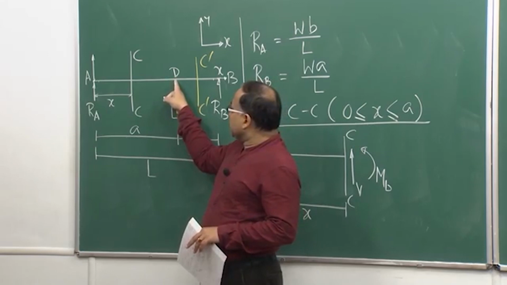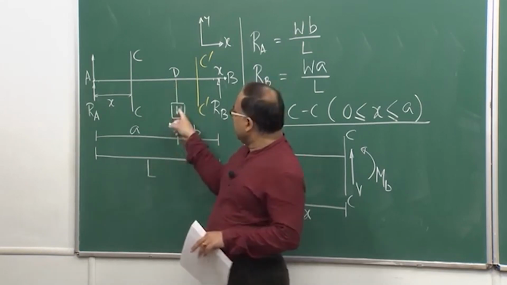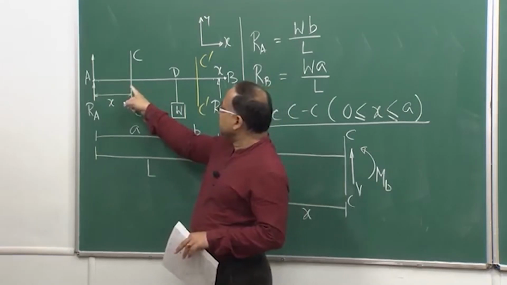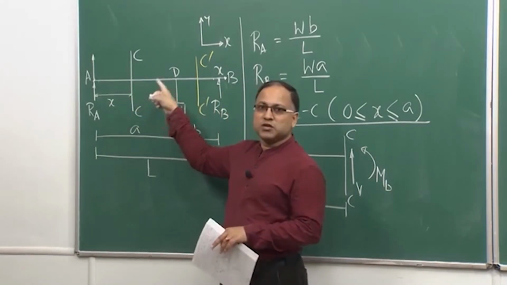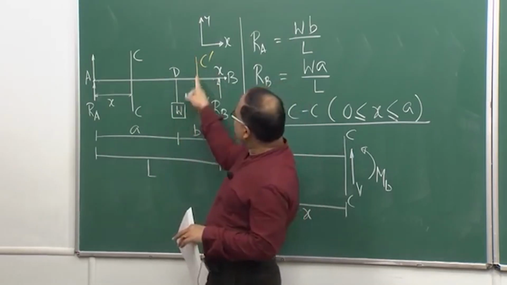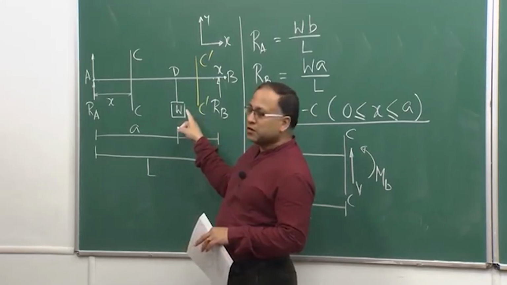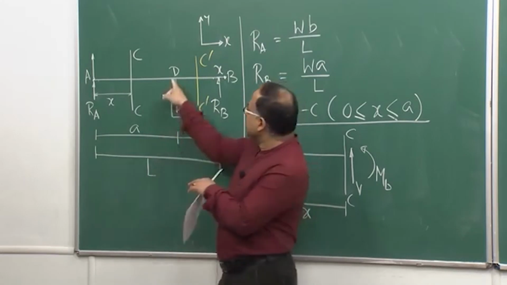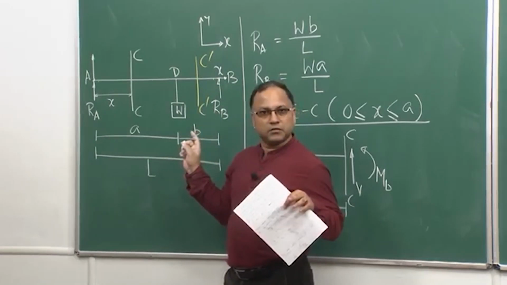But as soon as you reach the point D, immediately you have the externally applied force W here, right. So, therefore, this CC section will not be able to capture the behavior of the DB part. So, therefore, I have to take one more section C prime, okay, which will take care of this DB part. Is that clear?